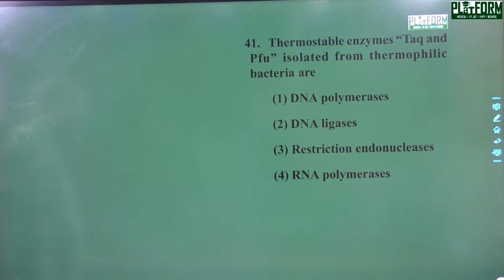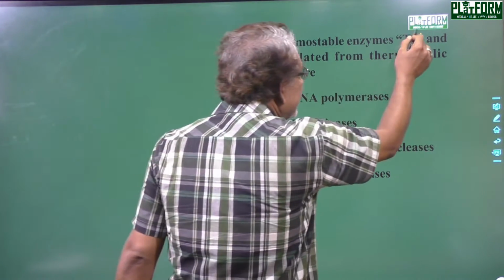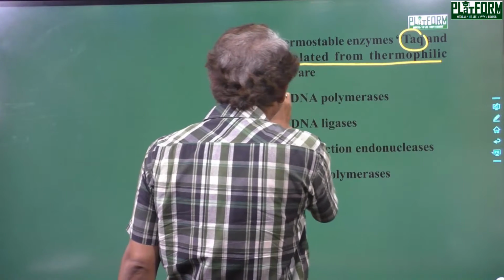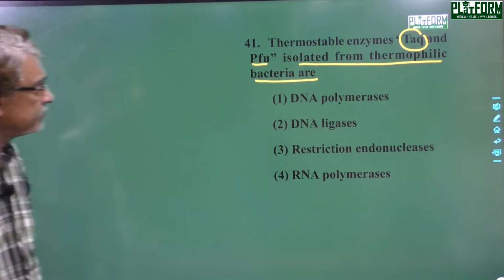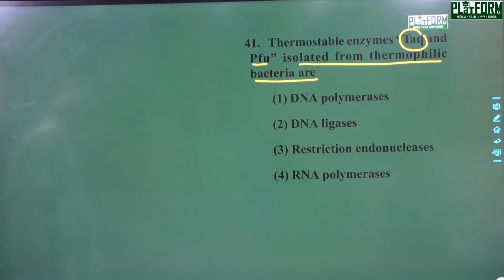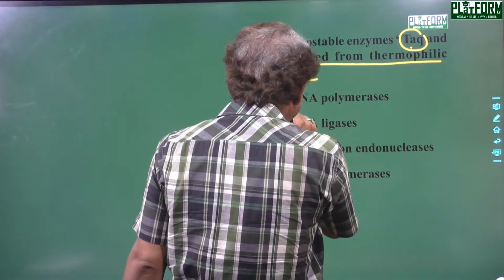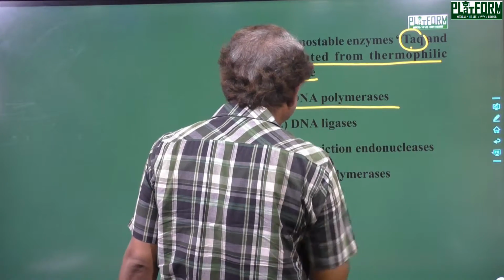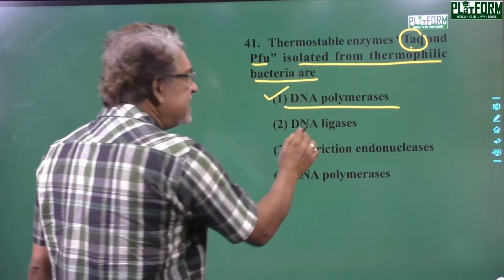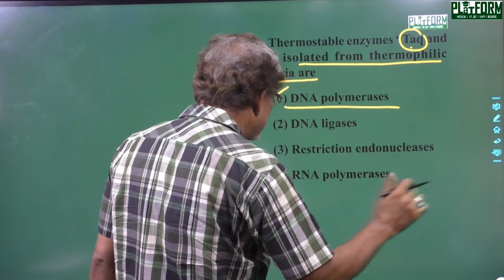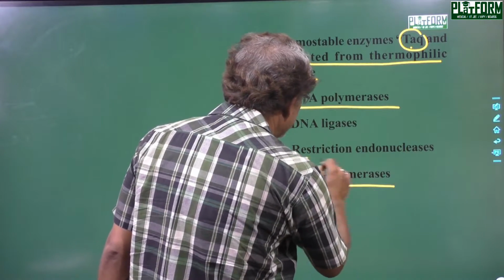Next, thermostable enzyme Taq polymerase and Pfu isolated from thermophilic bacteria are thermostable enzymes. Taq polymerase, that is DNA polymerase. So your correct answer is DNA polymerase. DNA ligase, sticking enzyme, restriction endonuclease, it is not possible. RNA polymerase, it is not possible.